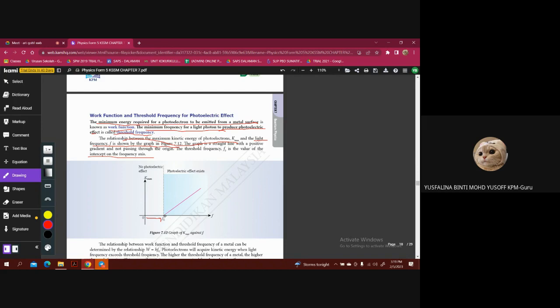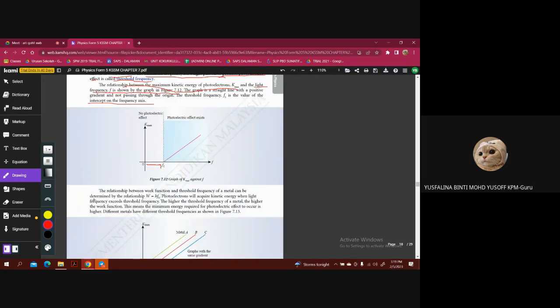Okay, so then you know that 3 hertz is actually the threshold frequency. Then after that, you keep increasing the value of frequency. Then you can see the reading of the millimeter increase. It means the photoelectric effect keeps increasing also. This is the number of photoelectrons.